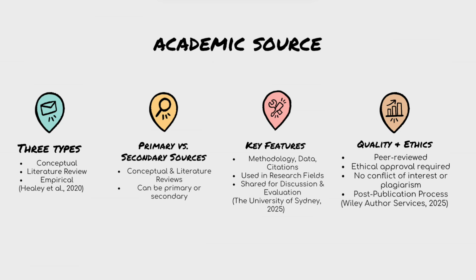Academic sources have to go through a process before publication, which includes reviewing the work, and they also need to pass an ethical review and meet publication standards. This means not having any conflict of interest, making sure the data has been collected ethically, and also making sure that there is no plagiarism in the work.